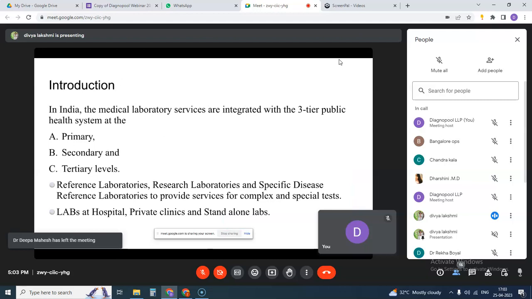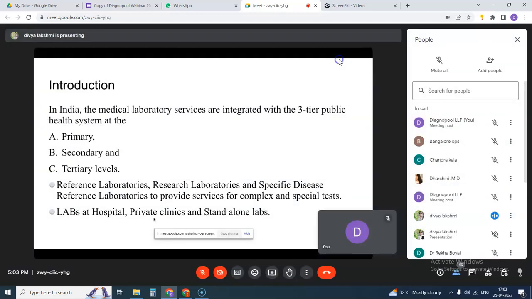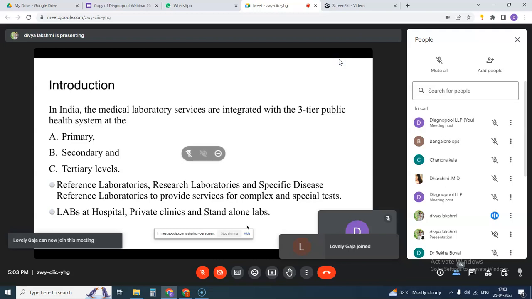In India, the medical laboratory services are integrated with the three-tier public health system at the primary level, secondary, and tertiary level. Apart from that, there are reference laboratories, research laboratories, and specific disease reference laboratories to provide services for complex and special tests. Apart from that, there are labs which are associated with hospitals, labs at the private clinics, and standalone diagnostic labs.